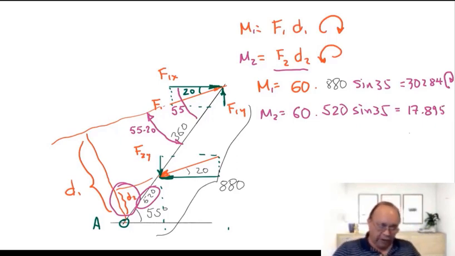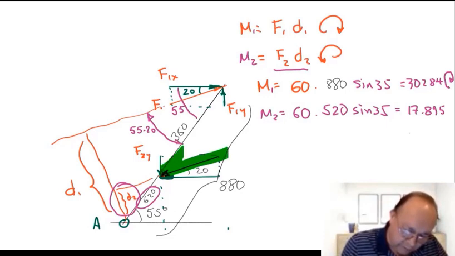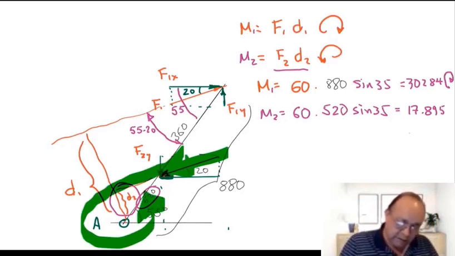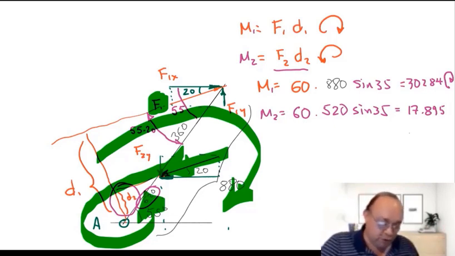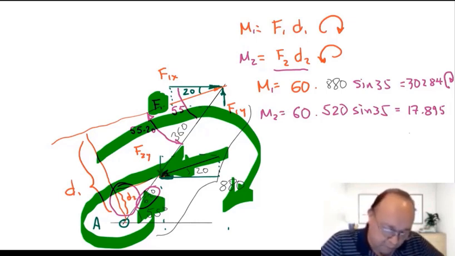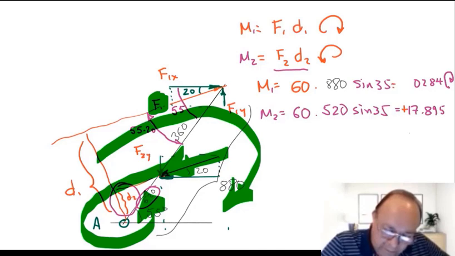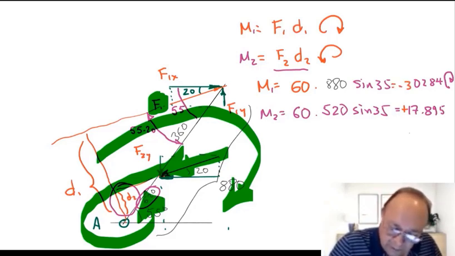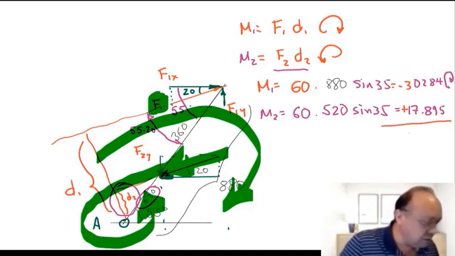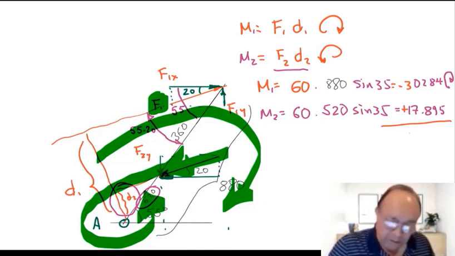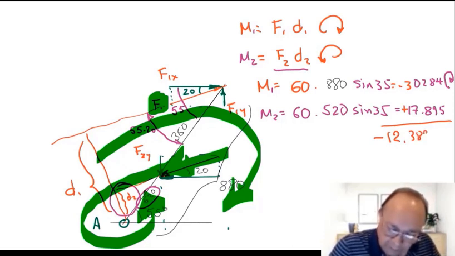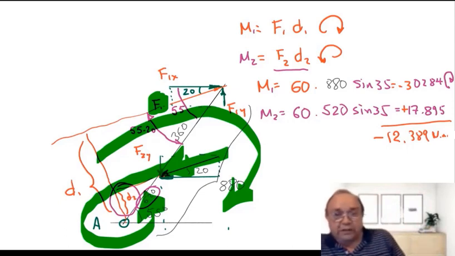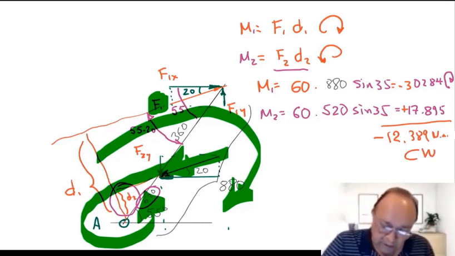520 sine 35 equals 17,896. In what direction? Clockwise or counterclockwise? This force here goes like this around point A. I didn't put any convention, so let's use the one that everybody uses: counterclockwise is positive. So this one is positive, counterclockwise, and this one is negative. If I take the summation, it will be negative 12,389, or negative 12.389 newton meters, if we are using the convention that everybody uses, where negative is clockwise. So this is clockwise. So this is our answer.